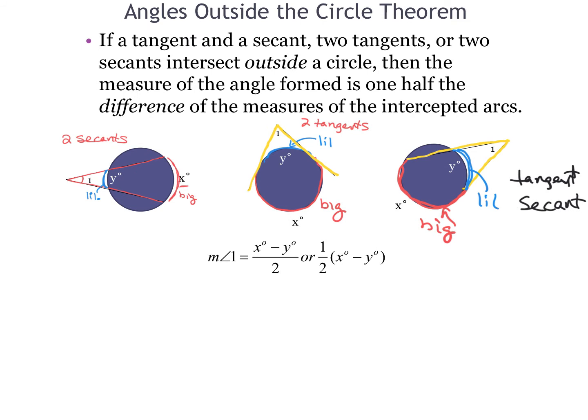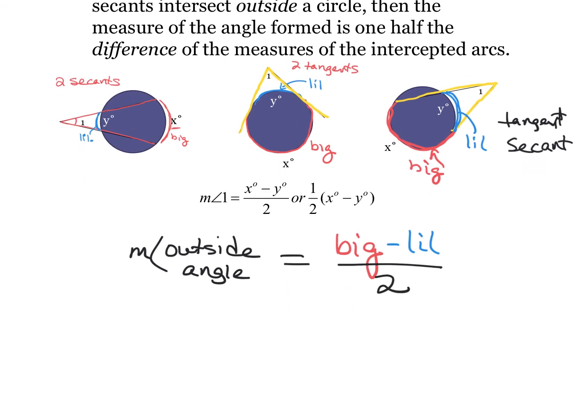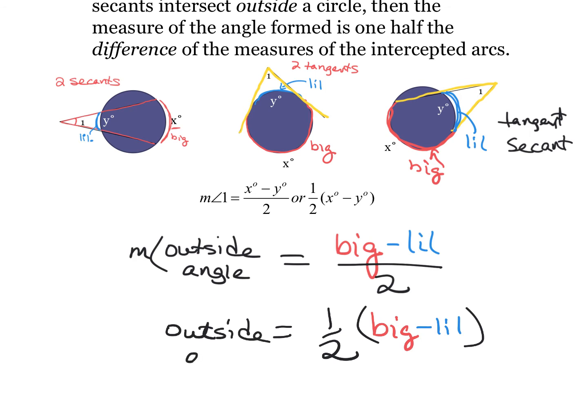So the measure of the outside angle is equal to the big arc minus the little arc, divided by 2. Now you could also, if you don't want to divide by 2, do big minus little times a half. Either way, this will give you the outside angle. And we're going to do some examples of these.